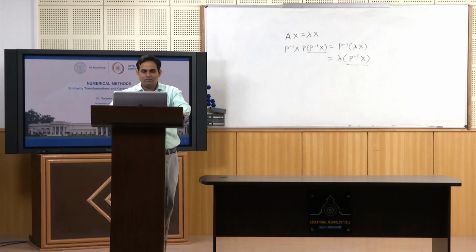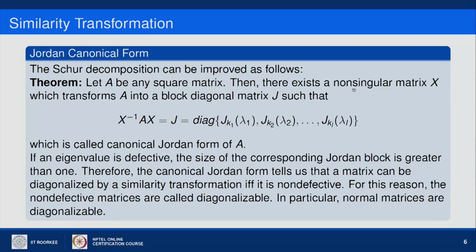Let A be any square matrix. Then there exists a non-singular matrix X which transforms A into a block diagonal matrix J such that X inverse A X equals J, where J is a block diagonal matrix, and the blocks are called Jordan blocks of A. J is called the Jordan canonical form of A.